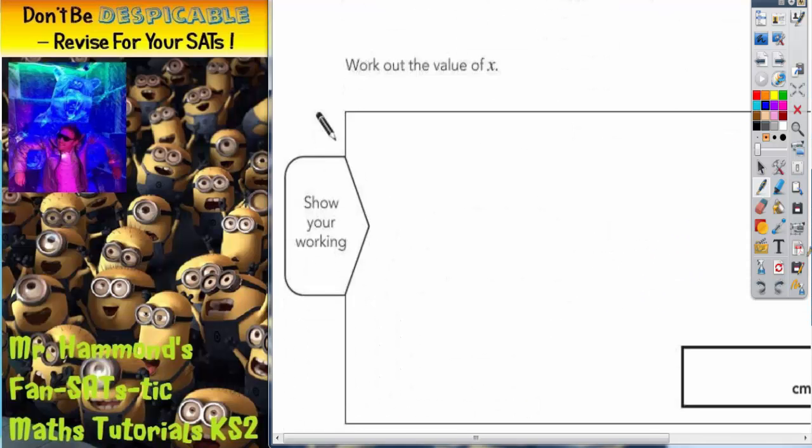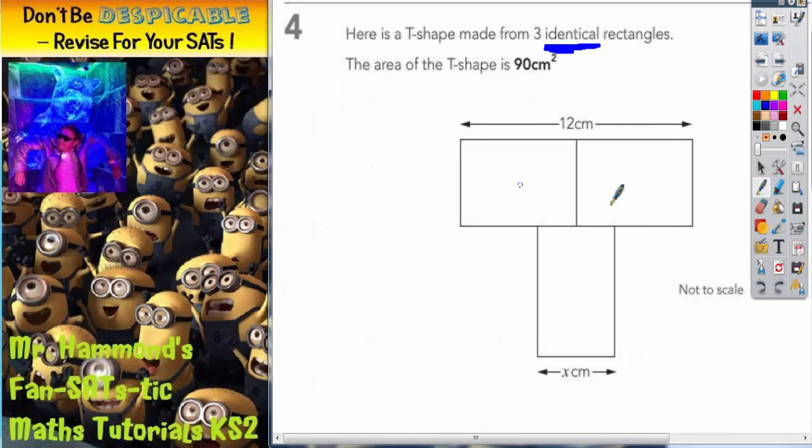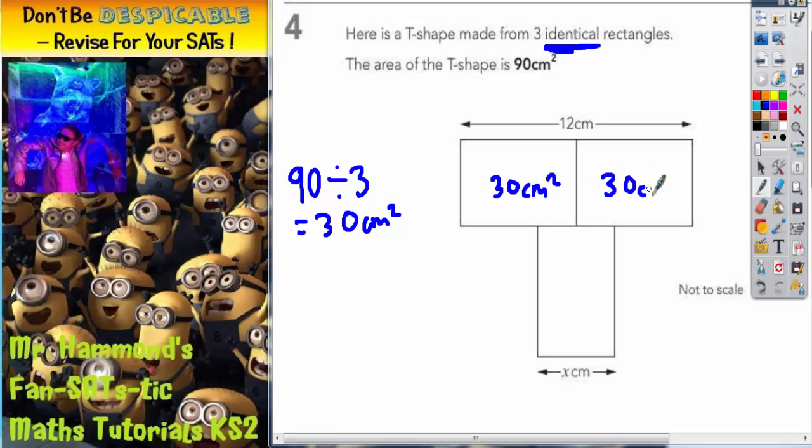In a moment, we're going to have to show our working in that big grid. But what we're going to do first is write a few measurements onto this diagram. Well, if all 3 rectangles are identical and the total area is 90, if we share 90 into 3 equal pieces, we'll get the area of each one. So 90 divided by 3 equals 30 centimetres squared. So each one of these areas must be 30 centimetres squared. So let's write that on.